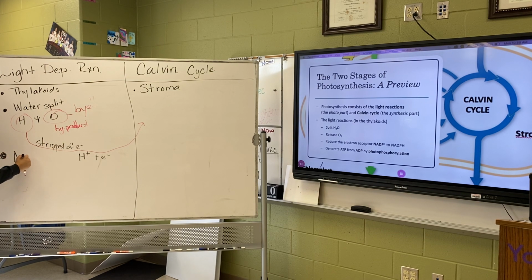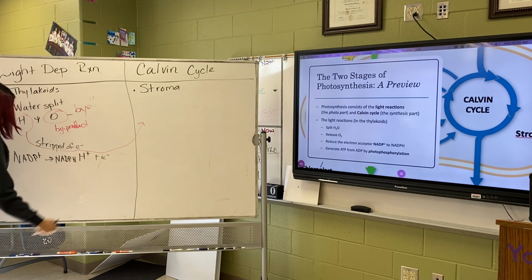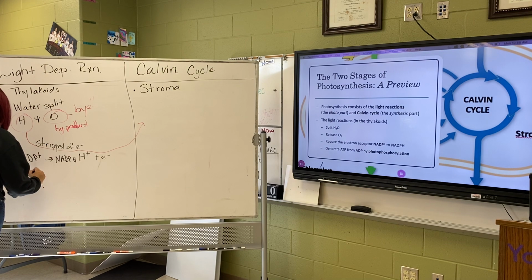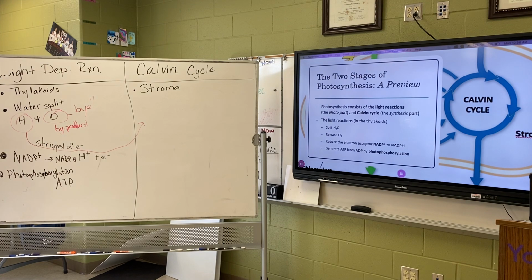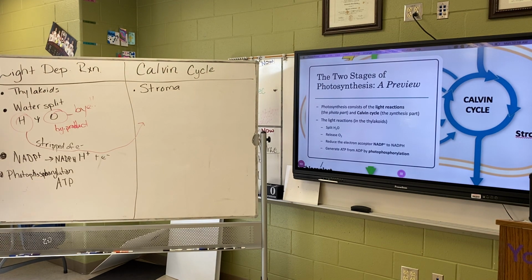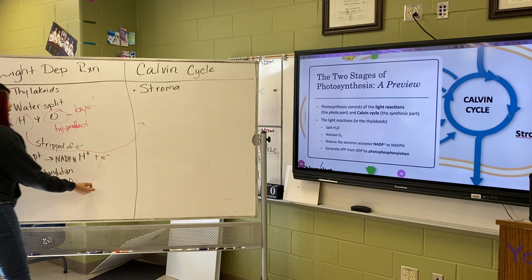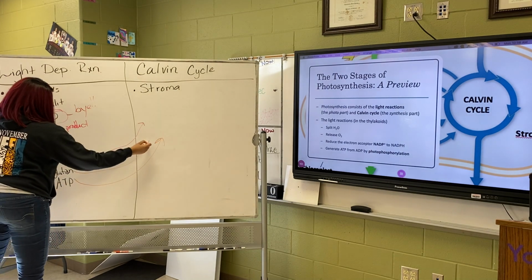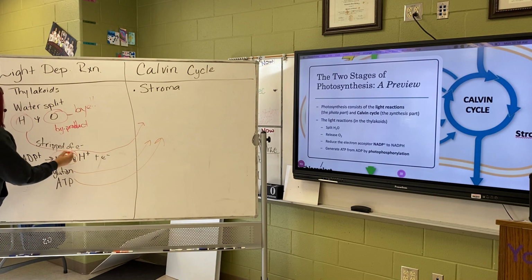In the process, you're also going to reduce NADP plus to NADPH. Nicotinamide adenine dinucleotide phosphate is going to undergo reduction, and through the process of photophosphorylation, a molecule of ATP is produced. Now, that's important. Both the reduction of NADP plus and the production of ATP are extremely important because these two molecules also move into the Kelvin cycle. They're actually produced in the stroma.